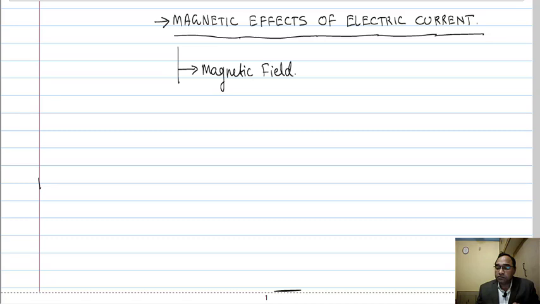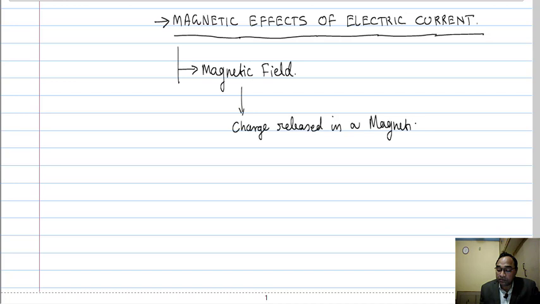Now, what happens if a charge is released in a magnetic field? The magnetic field is already existing in that region and we are releasing a charge. Then what will happen to the charge? The first thing that comes to our mind is that the magnetic field can exert a force on the charge. So, let us try to find out.